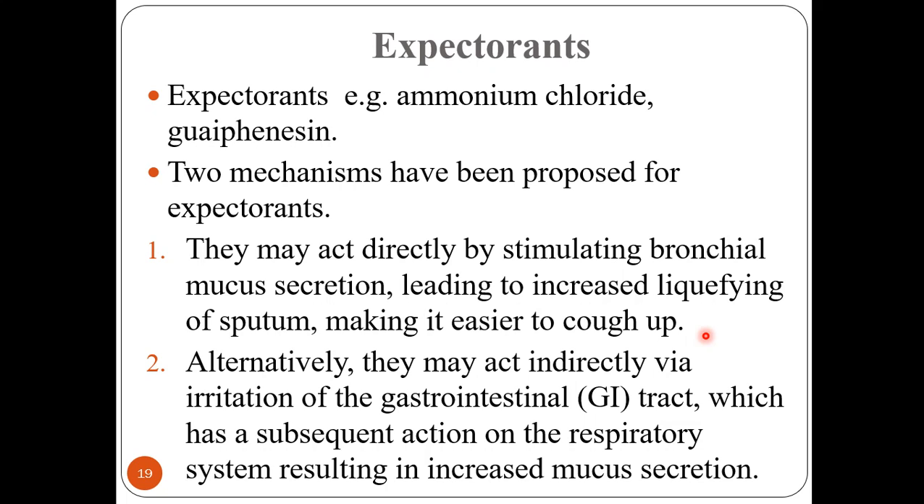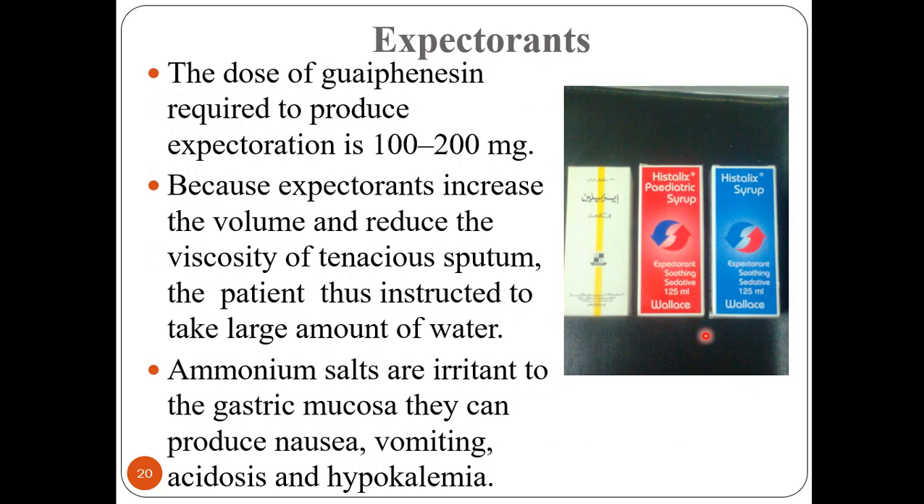An alternative mechanism is that they act indirectly via irritation of the gastrointestinal tract, which has a subsequent action on the respiratory system, resulting in increased mucus secretion. These are the two mechanisms proposed for the action of expectorants. The dose of guaifenesin required to produce expectoration is 100 to 200 milligrams.